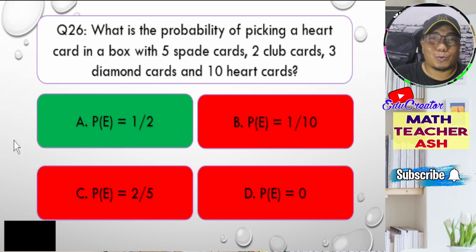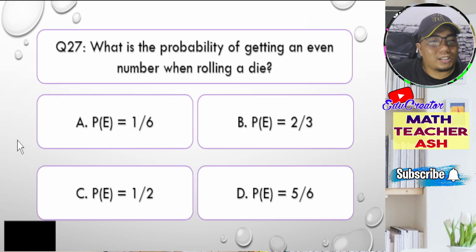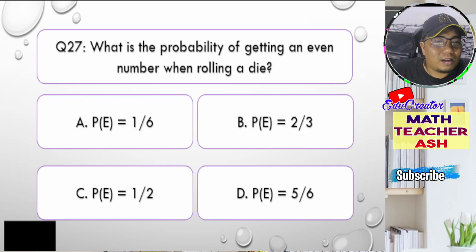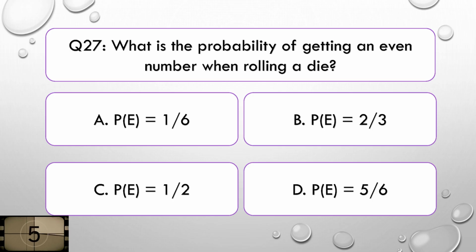We go now to question number 27. What is the probability of getting an even number when rolling a die? Is it A, 1/6, B, 2/3, C, 1/2, or D, 5/6? I'll give you 5 seconds to think about your answer.